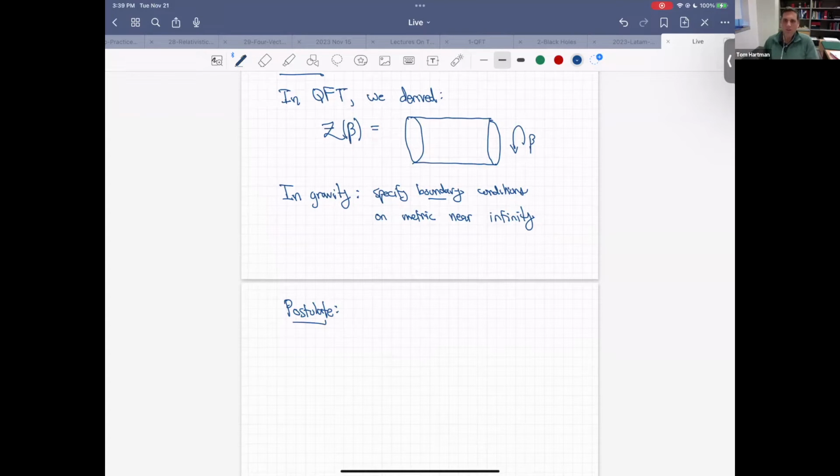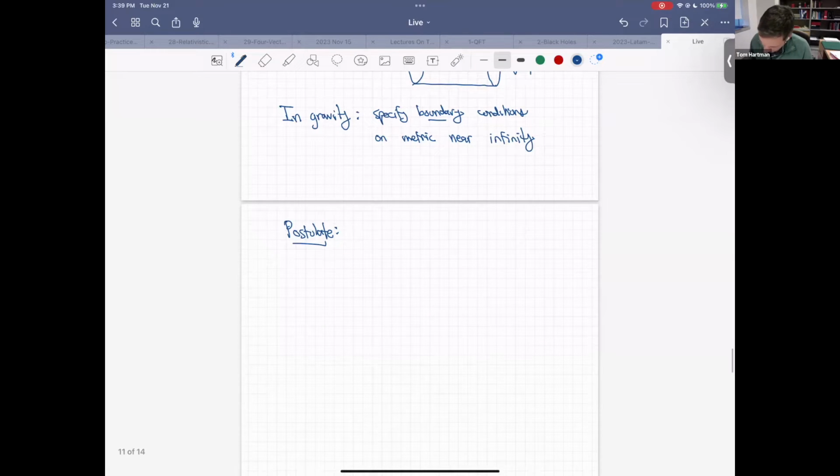Now, we believe it's true, and there's a lot of evidence for the proposal that the thermal partition function, Z of beta, in quantum gravity is given by a path integral where the boundary condition is a cylinder of size beta.